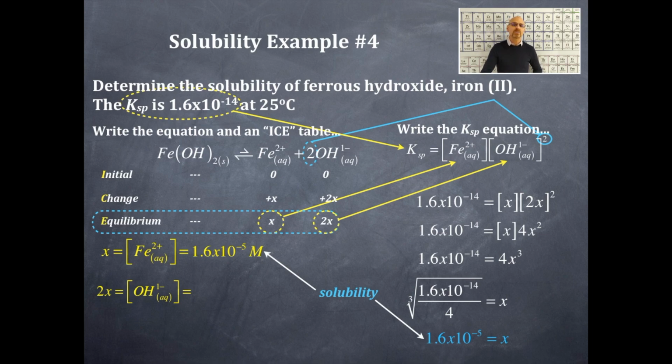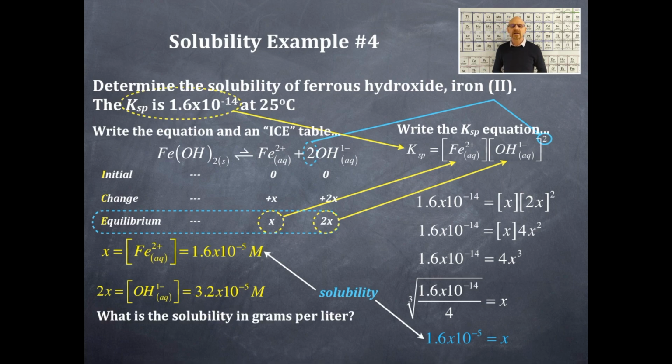Now that is not equal to the solubility, so you're going to take x and multiply it by 2, just like the equilibrium ice table tells you to do, and you're going to get 3.2 times 10 to the negative 5 molar. Fantastic. Now we're not done, so hold on.